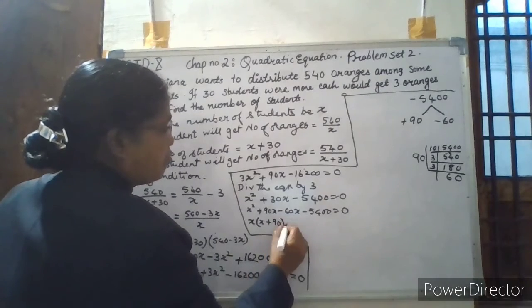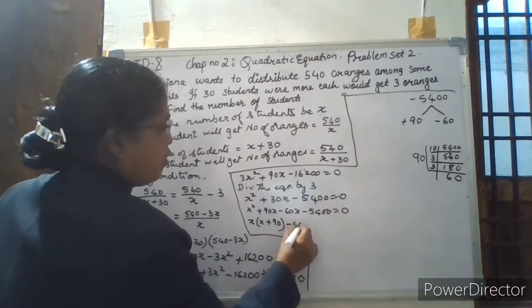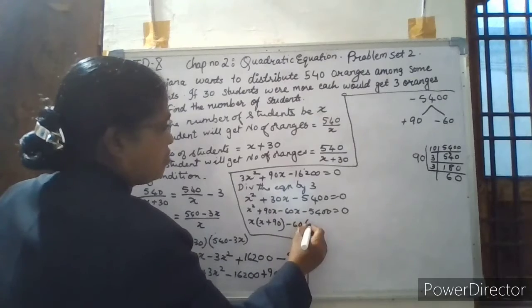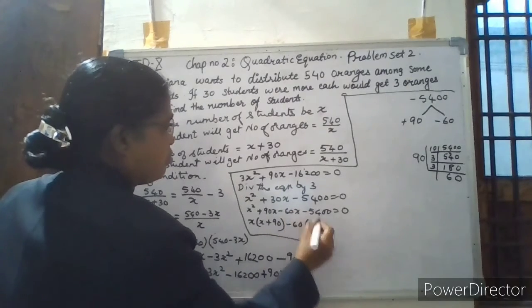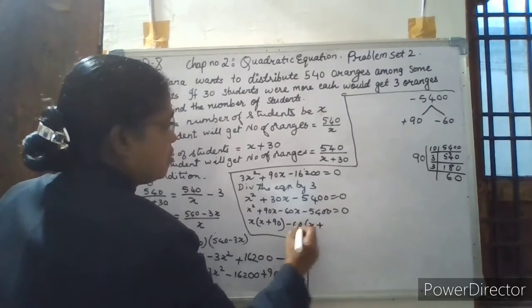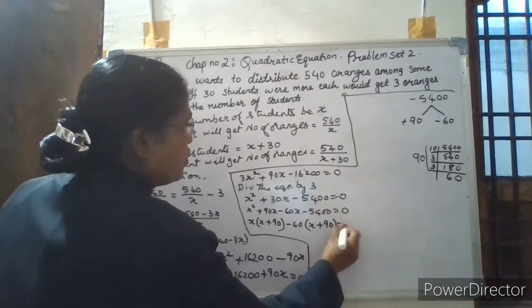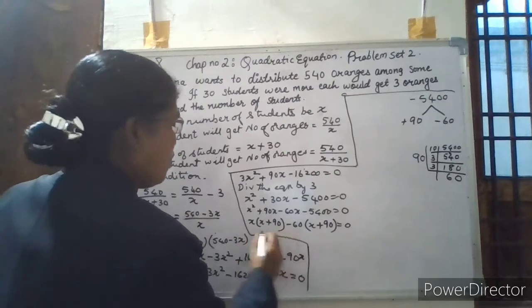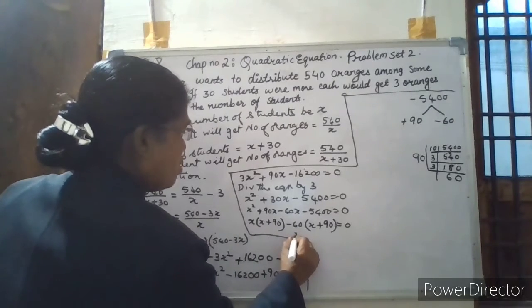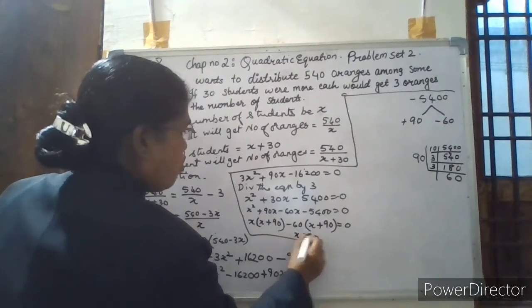Here minus 60 will come out. So minus into minus is plus x. Minus into minus, here again plus. 90 will remain here after division. So therefore we got common factors as x plus 90, one factor.